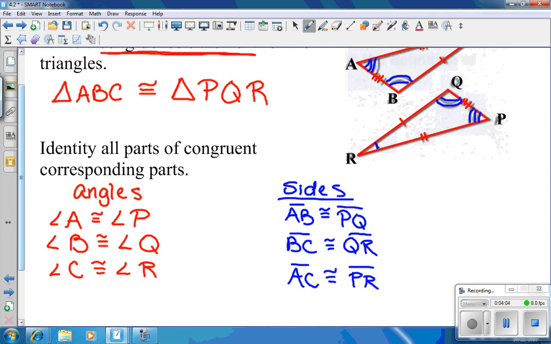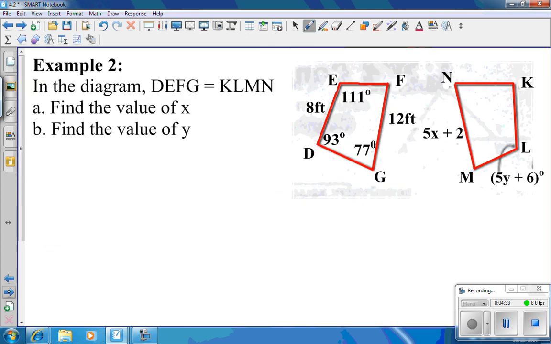Realize no matter what shape, you have to name all the segments. So if it's 4-sided, you have 4 segments that are congruent to each other. Any questions on that part? Okay, moving on.